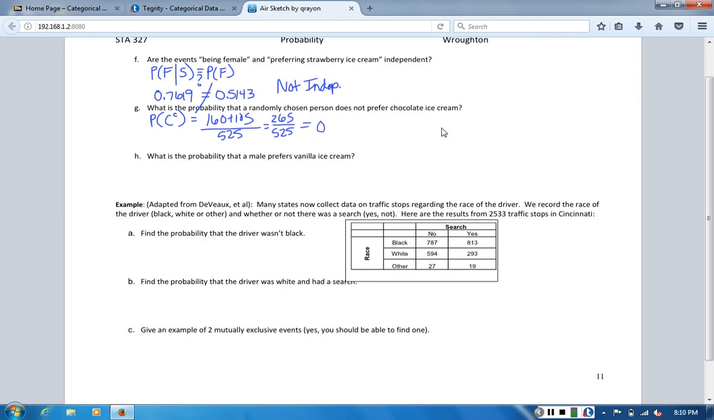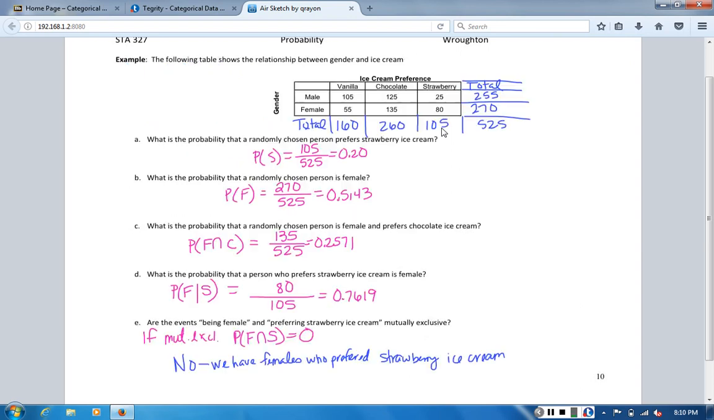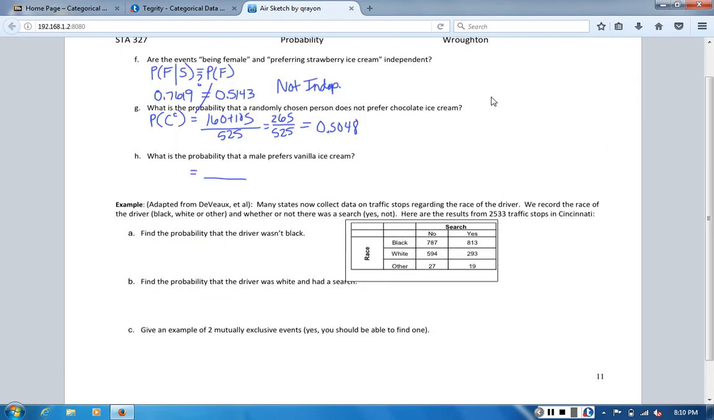So we get a little bit more than a 50% chance. And finally, what is the probability that a male prefers vanilla ice cream? Well, we're not talking about a randomly chosen person, but rather the probability given that it's a male. So first, how many men were there? 255. So that's my bottom number.